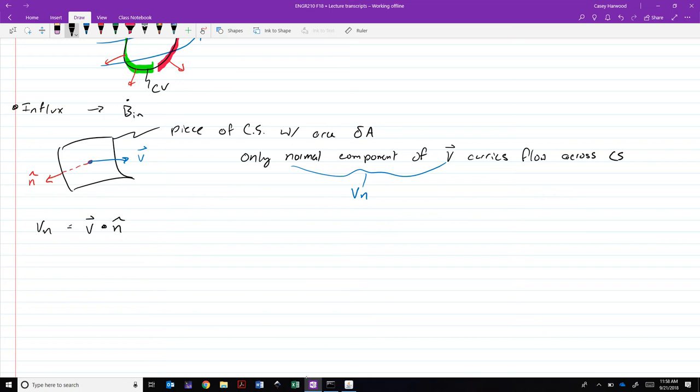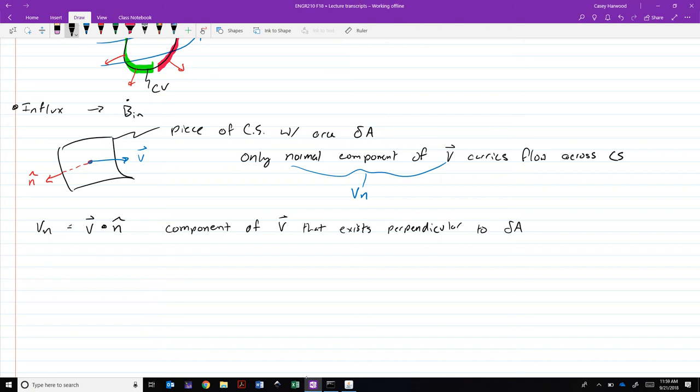We want a negative dot product between V and n. Sorry, I take that back. Don't forget that negative sign. So this is the component of V that exists perpendicular to our little section delta A.